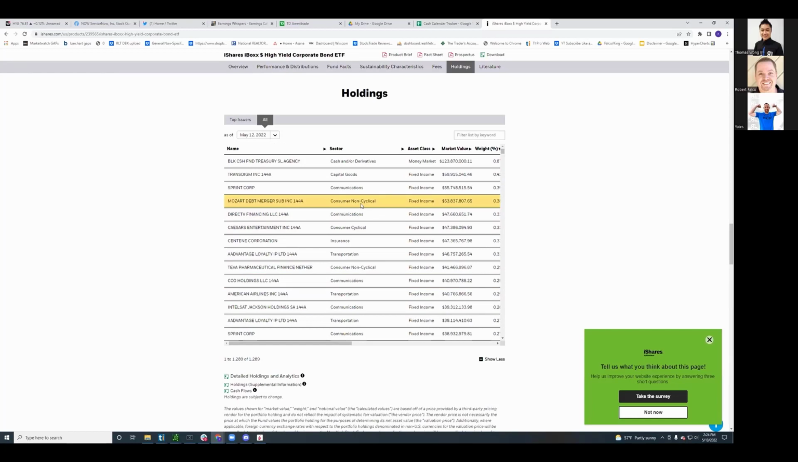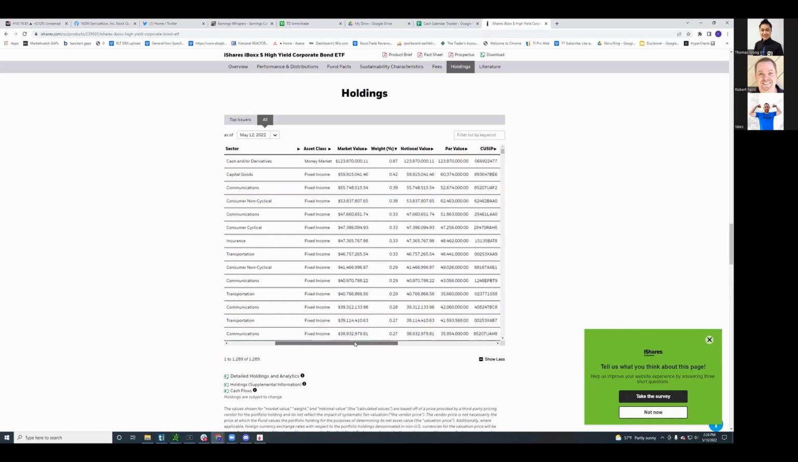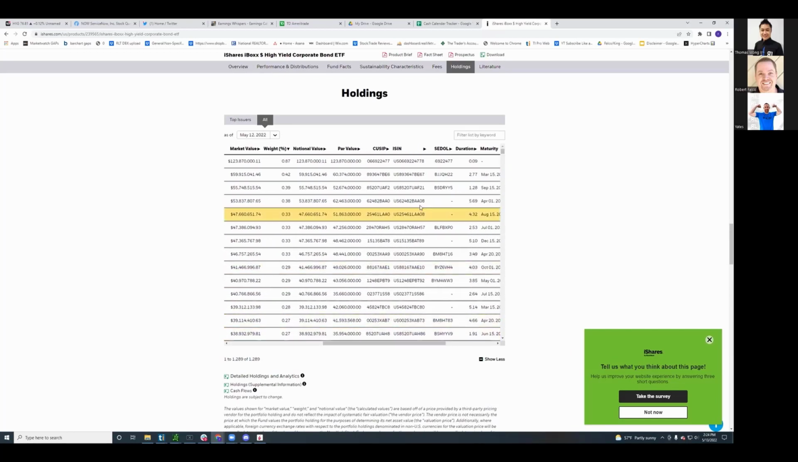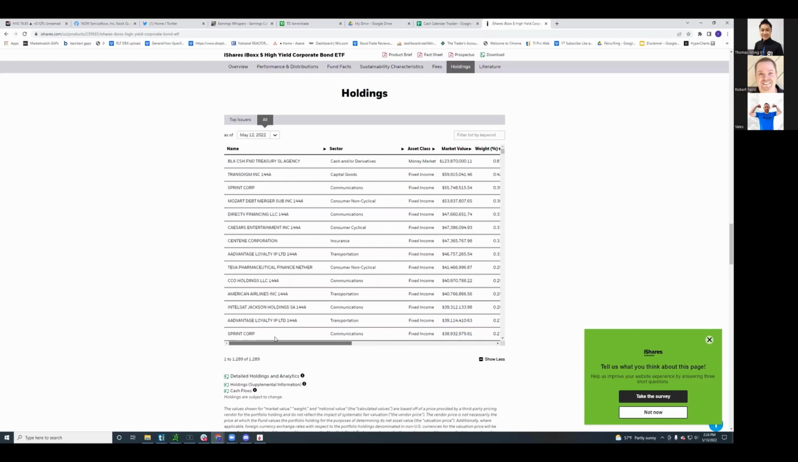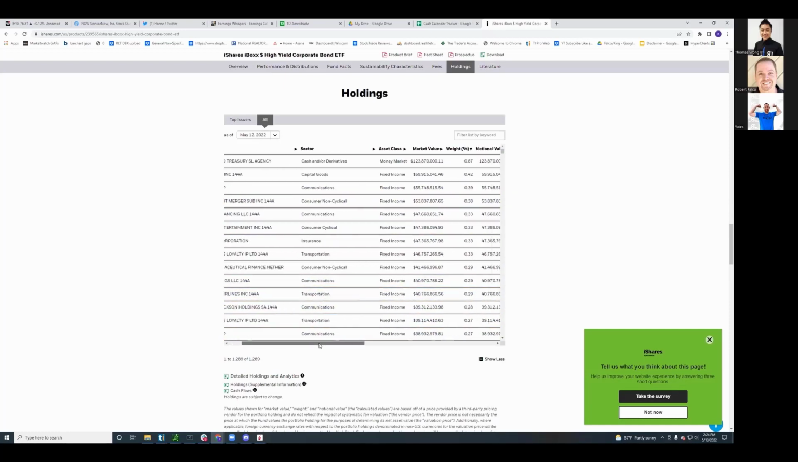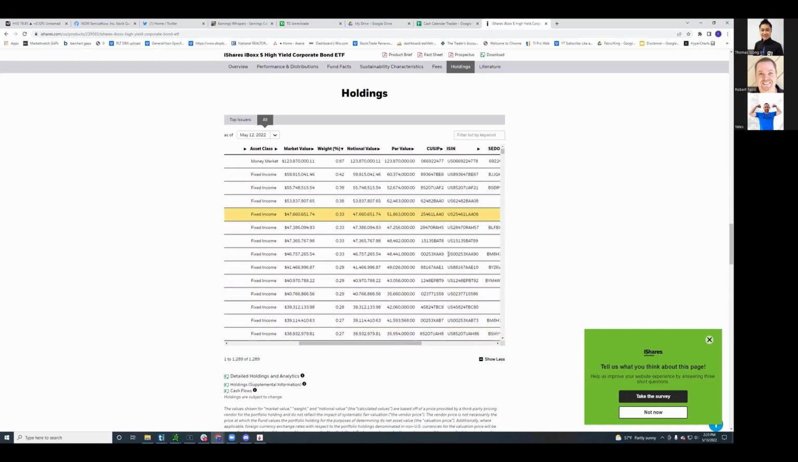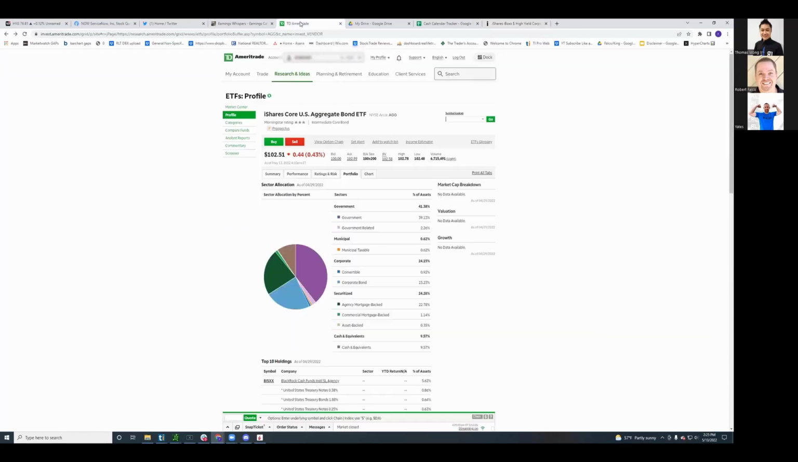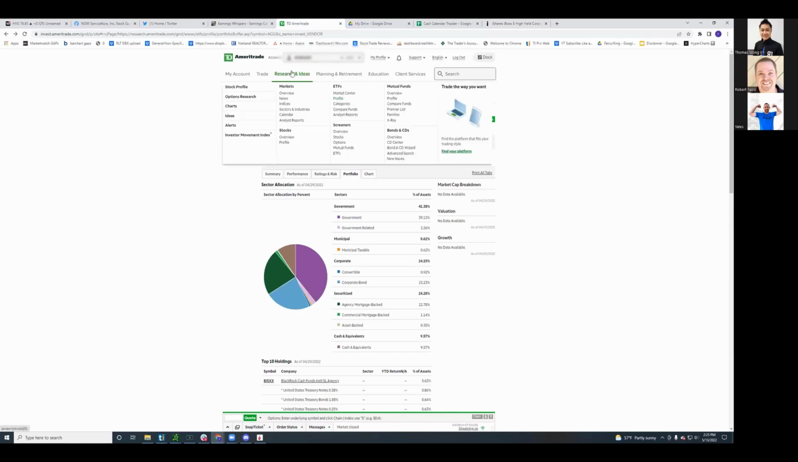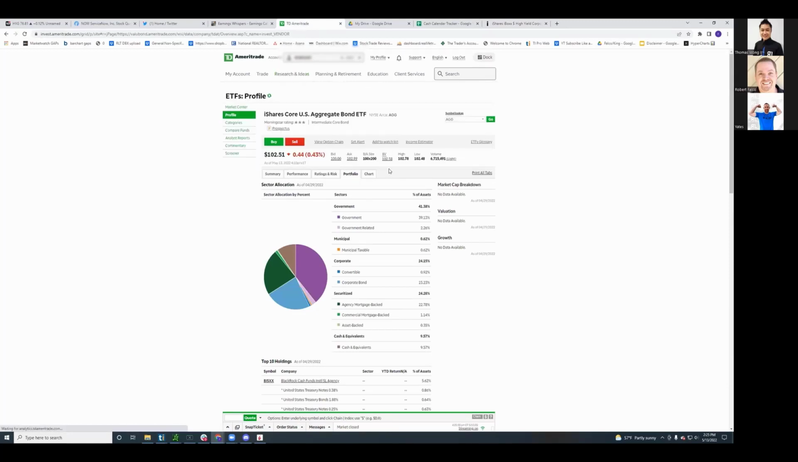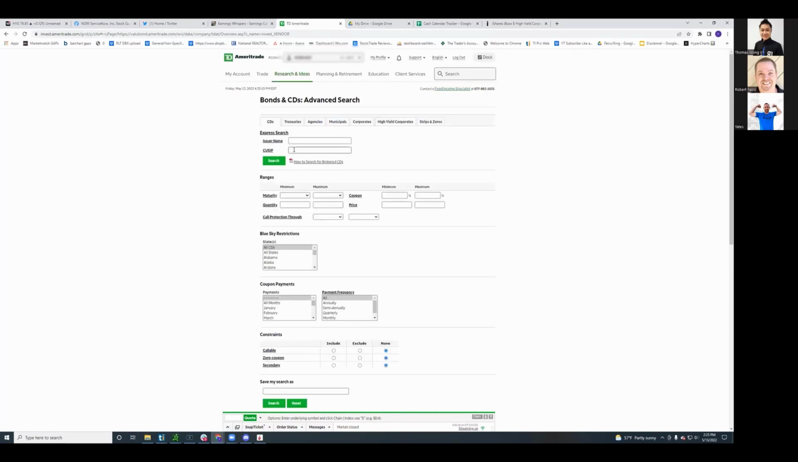Yeah. And this will show you the individual bonds that they own. So let's say you wanted to know what this Sprint bond was. Let's come over here. You take this CUSIP number. Again, this is like the serial number for the bond. Come over into here. I'm going to go to bonds and CDs, advanced search.